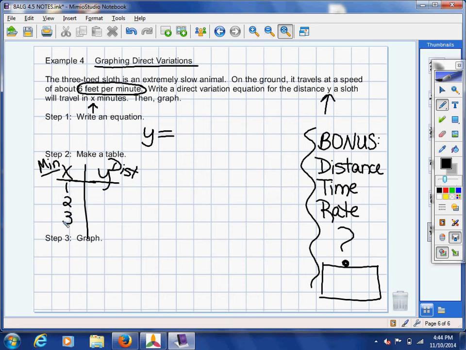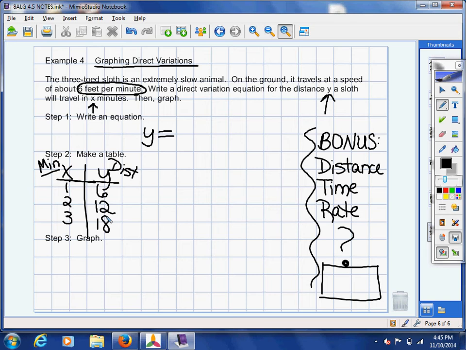So if the sloth has gone for a minute, how far did it go? If you said, oh, it went 6 feet, because remember, the problem said it goes 6 feet per minute. Then 2 minutes have elapsed. How far did that sloth go? Oh, it went a total of 12 feet. You're right. And 3 minutes have passed. How far did it go? Oh, it's gone 18 feet. Okay.